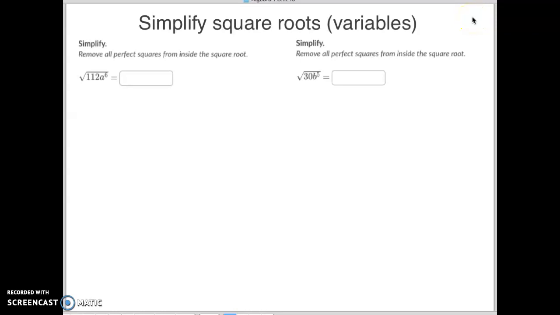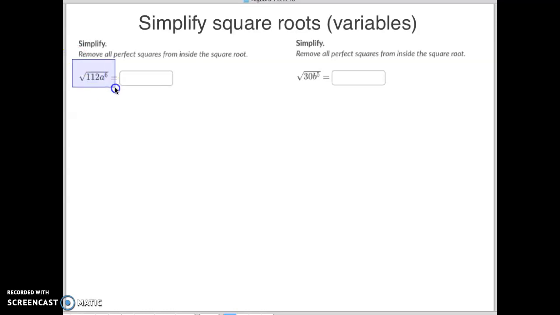So today we are simplifying square roots again. This time we're only adding in variables. So you're still going to deal with the numbers the same way you did in the last one, but now we're just adding in variables, which I think you'll find aren't terribly difficult, but it just adds an extra step. So here's how I deal with these.